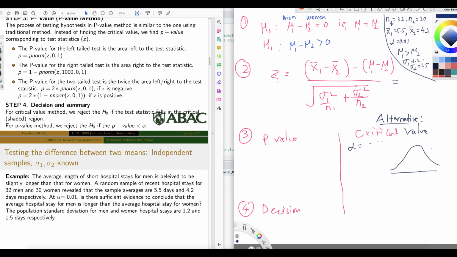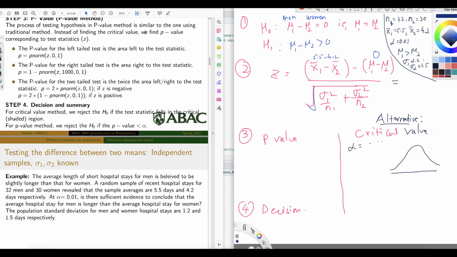Okay guys, now this is the formula to find out the G value. How do I find out the G value? You find the x1 bar minus x2 bar, because mu1 minus mu2 will be 0, so this guy will be 0. x1 bar minus x2 bar is 5.5 minus 4.2, divided by sigma 1 square, 1.2 square over n1, which is 32, plus sigma 2 square, 1.5 square over 30. So this whole thing is under the root, okay? And you find out that number.